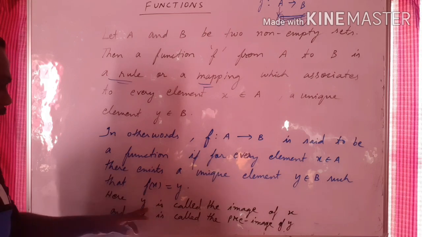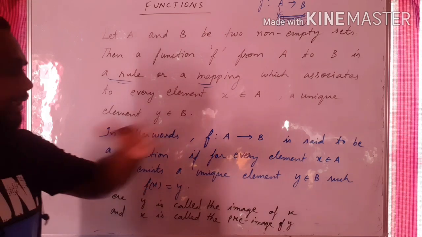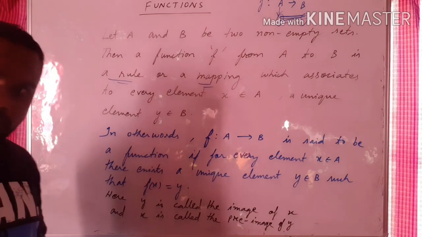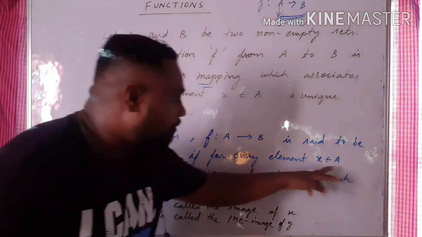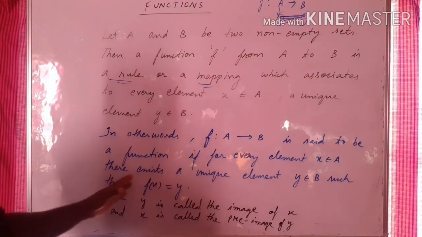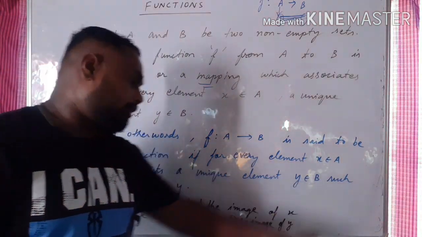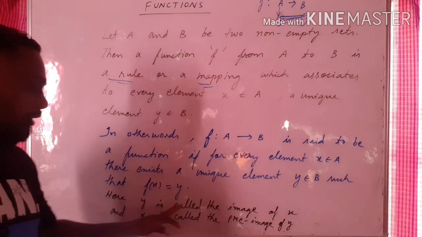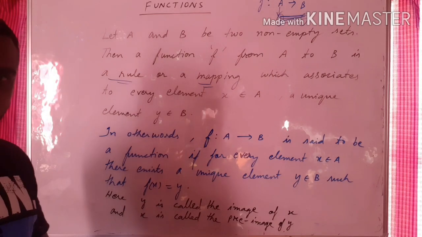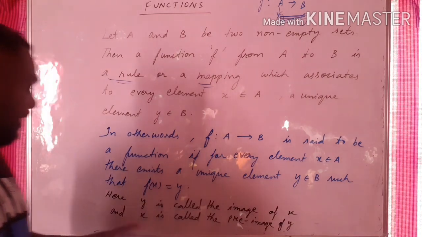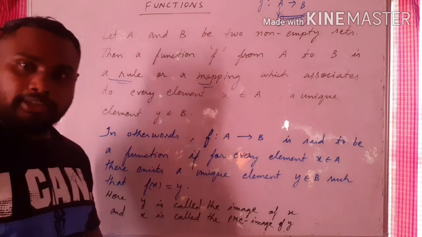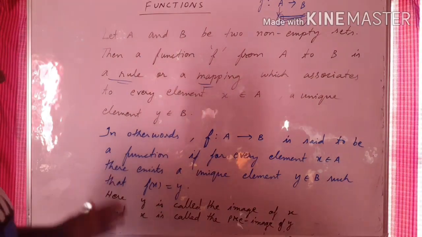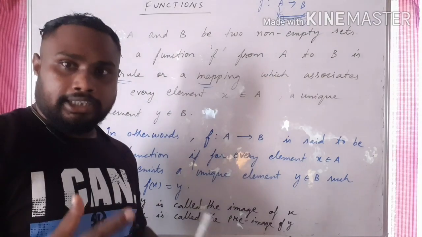Here y is coming from the second set. So y is called the image of x. For every element x belongs to A, there exists a unique element y belongs to B such that f of x is equal to y. Here y is the image of x and x is the pre-image of y. So let's understand the definition by taking some mappings.